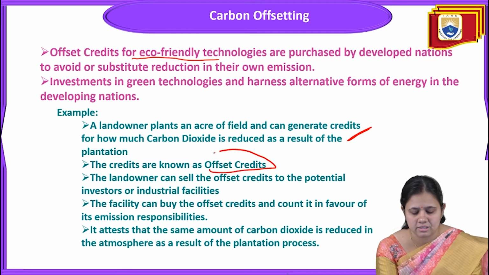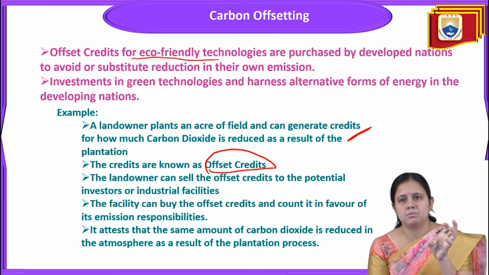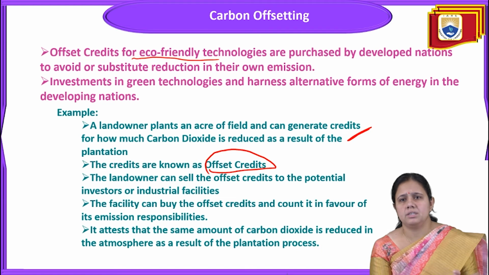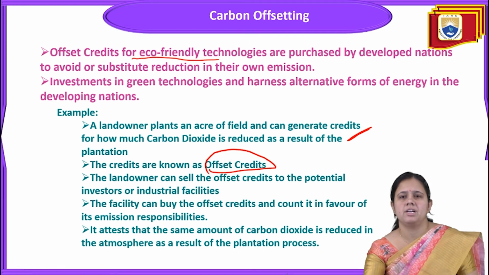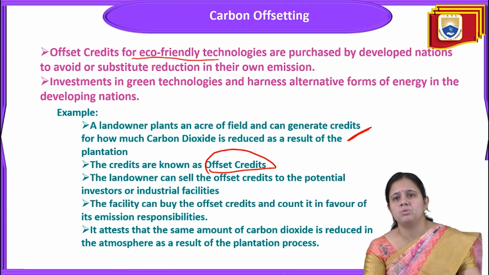Offset credits means those technologies that are eco-friendly. So these eco-friendly technologies can be purchased by developed nations to avoid or substitute reduction in their own emission. Then the landowner can sell the offset credits to a potential investor or industrial facilities. After planting, generating more and more plants that absorb carbon dioxide, they will have the capacity from this plantation, and in this way they will develop their own credit limits. This is called offset credit.